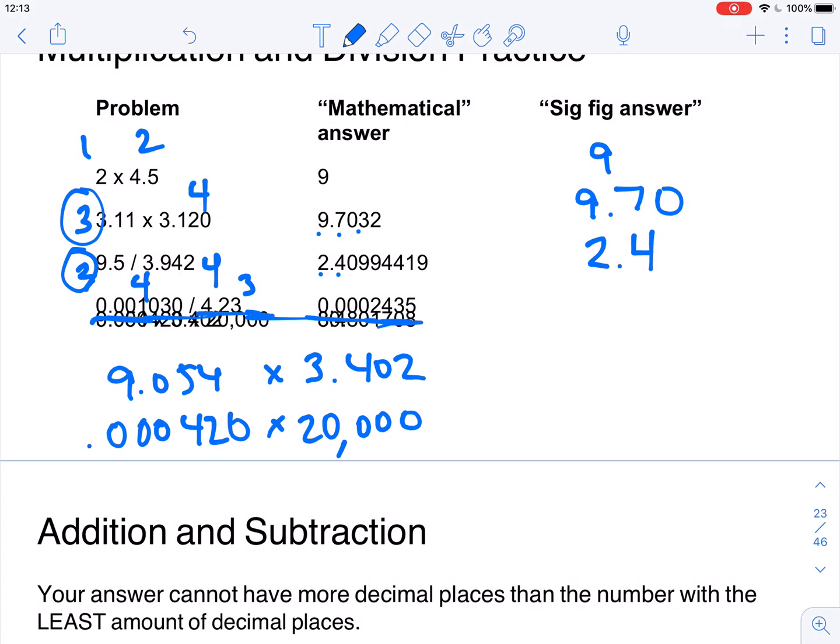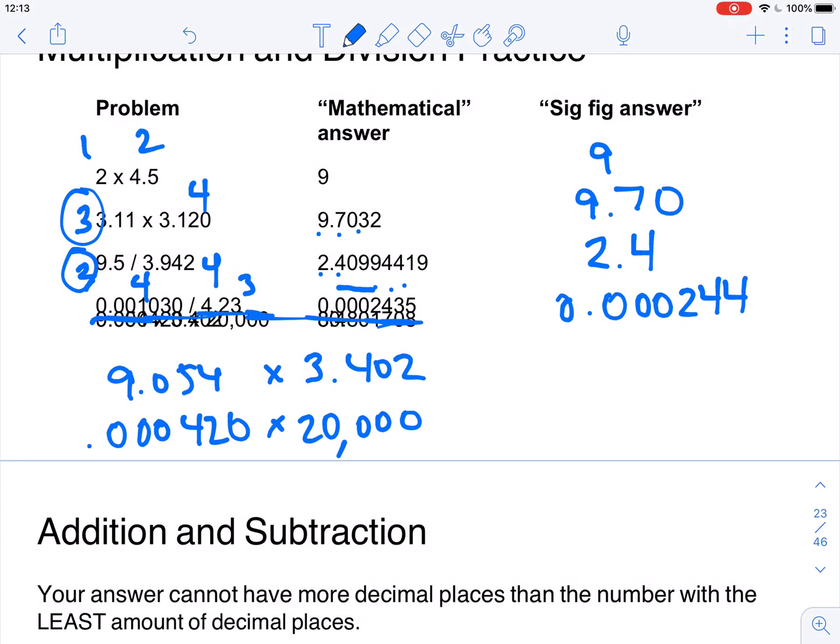So on your paper, you can see that it's 0.0002435. Remember that these zeros do not count. So I have 243. That 5 is going to round me up. I still need to put the zeros, even though they're not significant. So I end up getting 0.000244.